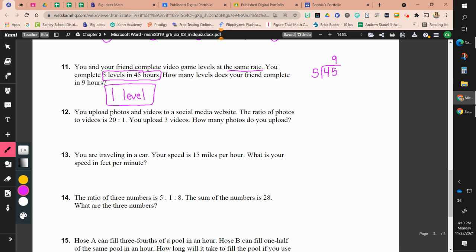You upload photos and videos to social media websites. The ratio of photos to videos is 20 to 1. If you uploaded 3 videos, how many photos did you upload?